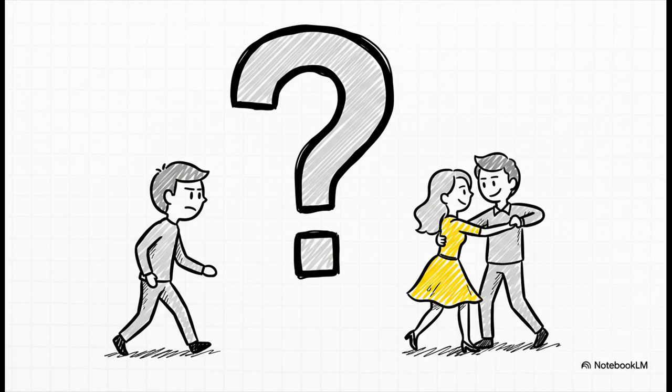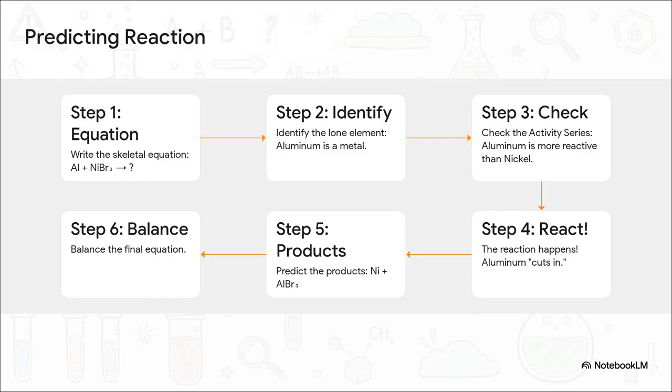Let's say we have our lone dancer, aluminum, and it's approaching the couple, nickel bromide. Is anything going to happen? Let's find out. So we just follow the steps. First, we spot our lone element, aluminum, which is a metal. That means we go check our rule book, the activity series. We look it up and, yep, aluminum is higher on the list than nickel. Ding, ding, ding. That means it's more reactive, and the cut-in is a go. Aluminum displaces nickel, hooks up with bromide, and nickel gets kicked to the curb. So the reaction definitely happens.